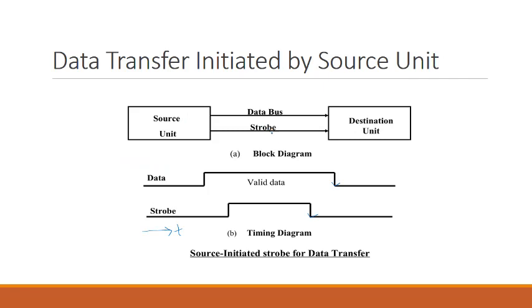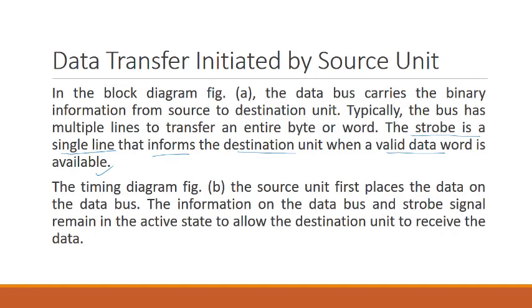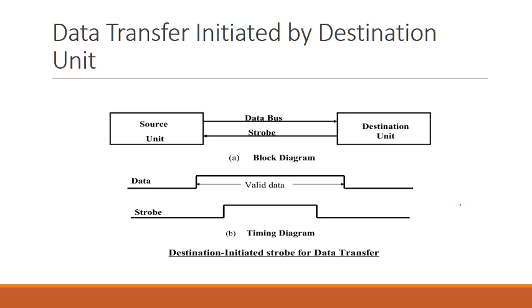That means the strobe actually informs the destination that in the data bus, a valid data bit is available, please accept this data. In the figure, the source unit first places the data on the data bus, and the information on the data bus and strobe signal remain in active state to allow the destination unit to receive the data. So in case of destination initiated transfer, this is the source unit and this is the destination unit. As you can see, the strobe signal is initiated by the destination unit and data is sent by the sender.